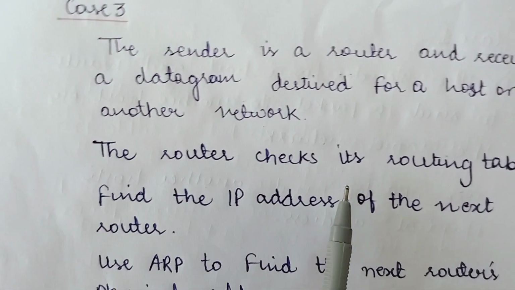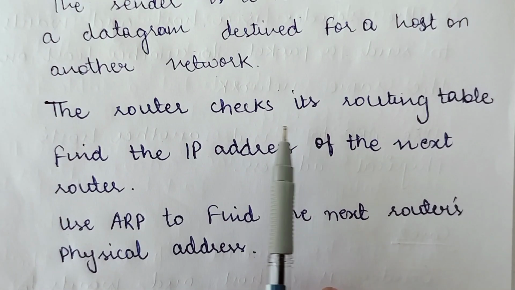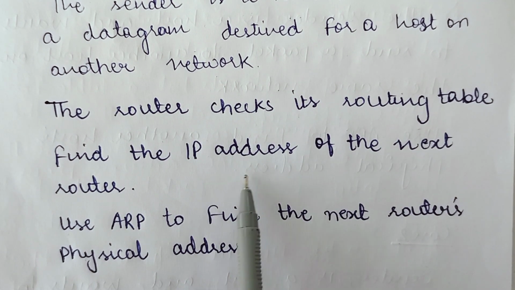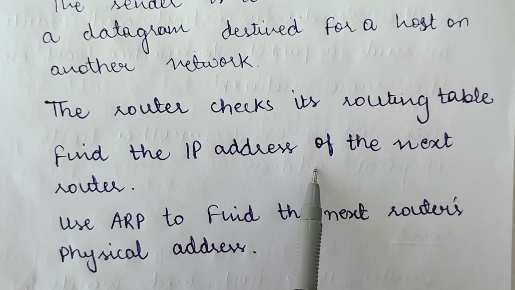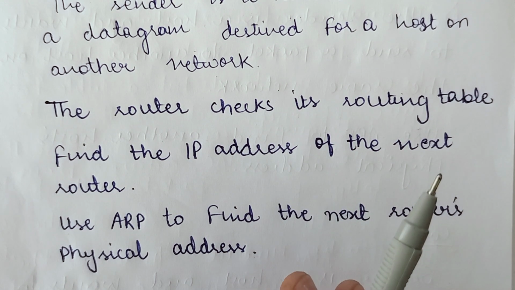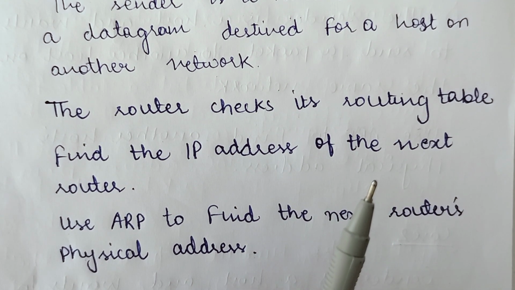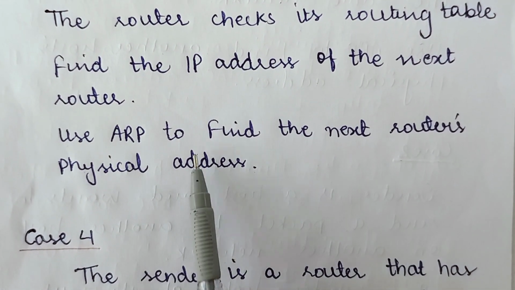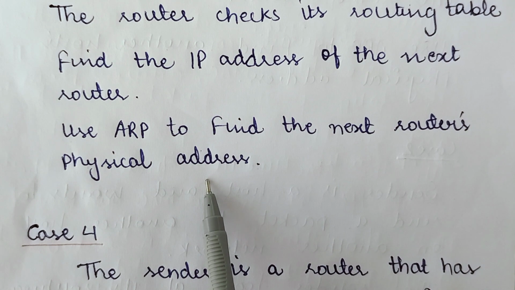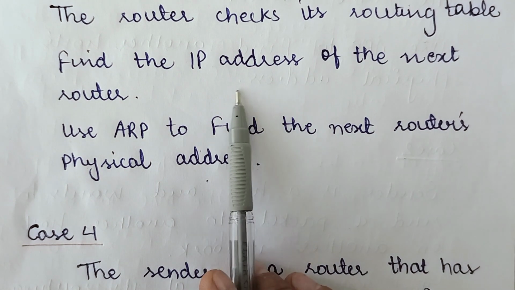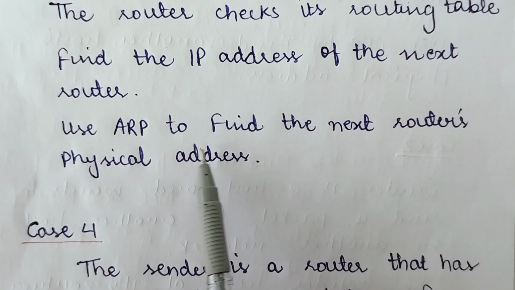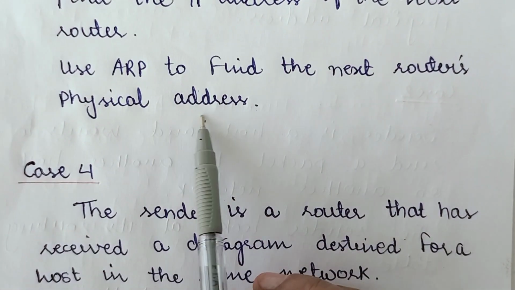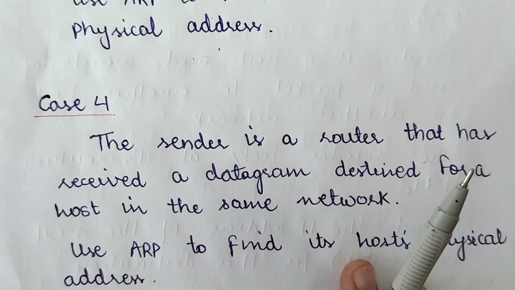So the router checks its routing table. Router will have its own routing table. It will check its routing table. It will find the IP address of the next router through which it can transmit the datagram so that it can reach the intended recipient. So for that, it will use ARP to find the next router's physical address, right? First of all, it will find out the IP address of the next router, and then with the help of ARP, it will map that IP address to the next router's physical address.